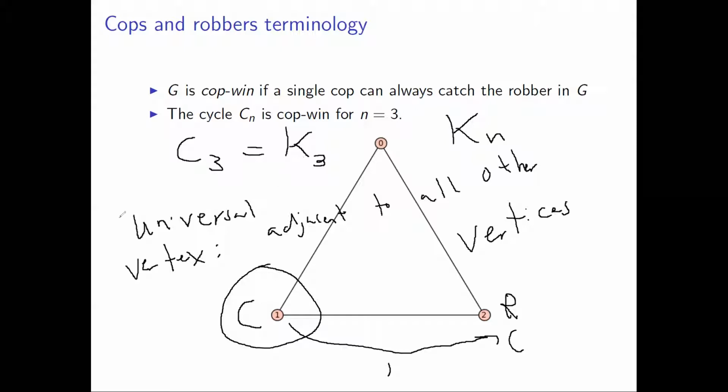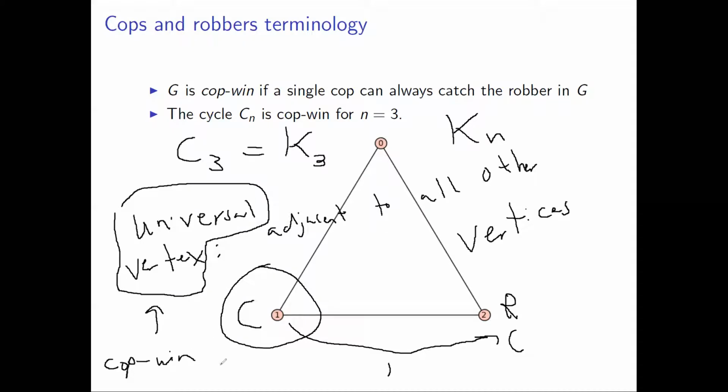And any graph with a universal vertex is going to be cop win. And why does that make sense? Well, you can just place the cop on the universal vertex like we did right here. So the cop's initial position is right on that universal vertex. And that means that no matter where the robber places, on the first turn of the game, the cop can just go right to the robber's vertex, and then the game's over. So with a universal vertex, the game is very simple. The cop is guaranteed to win.